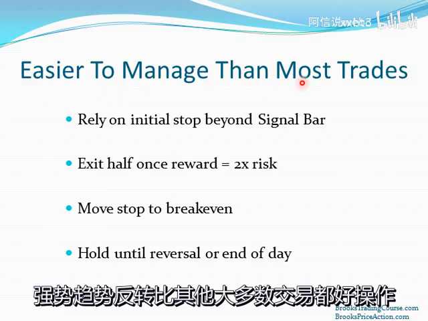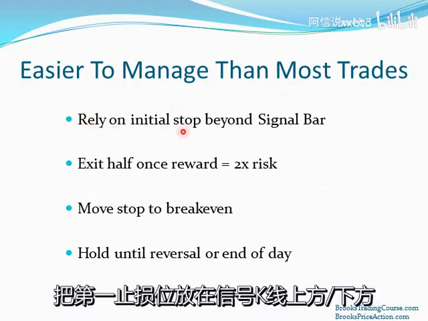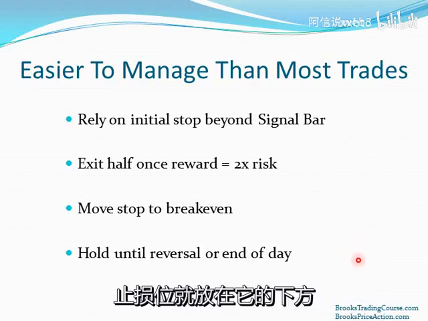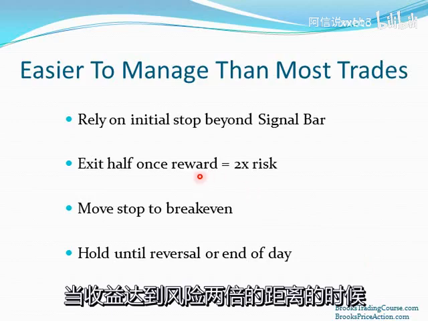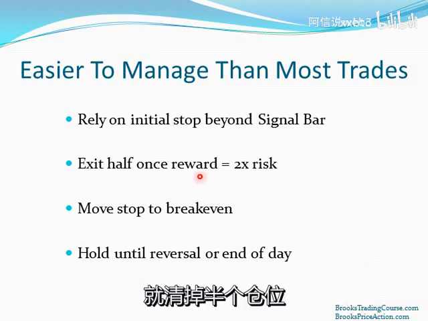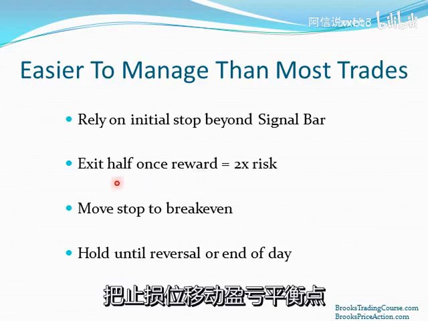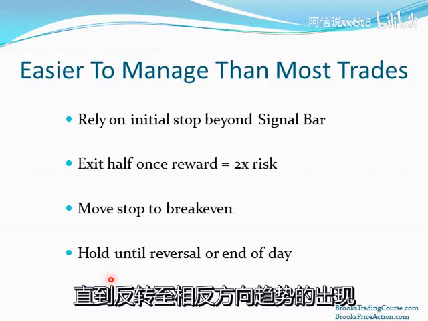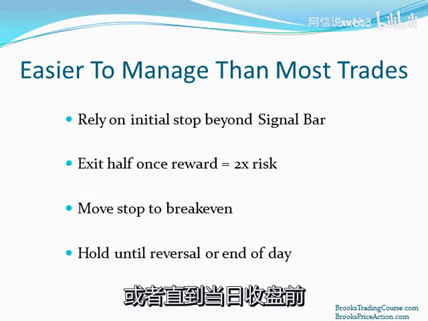I mentioned it's easier to manage than most trades. You put your initial protective stop beyond your signal bar. So in a reversal up, your signal bar is a bull signal bar, a bull reversal bar. Stop goes below. And once you have a reward equal to twice the size of your risk, you take half off, for example, and you move your stop to break even, and then you hold onto the trade until you get a reversal in the opposite direction or until the end of the day.